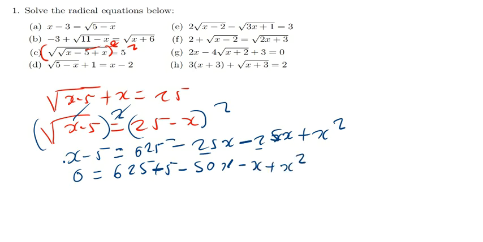Who is still behind here now? In simple terms, I've got x squared. This will be negative 51x plus 625.